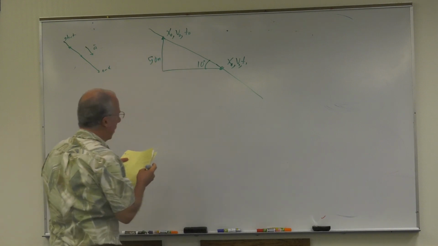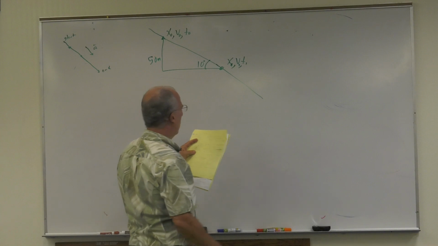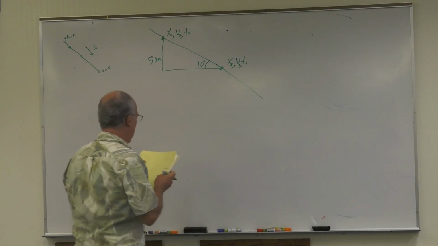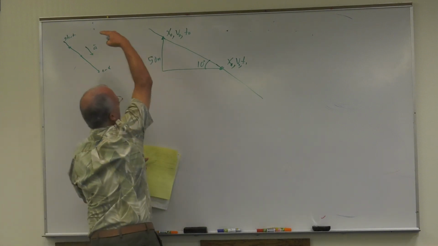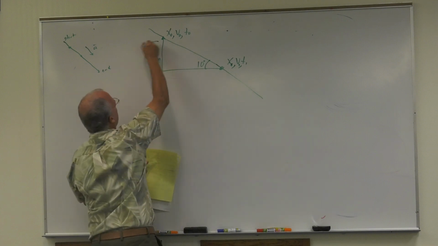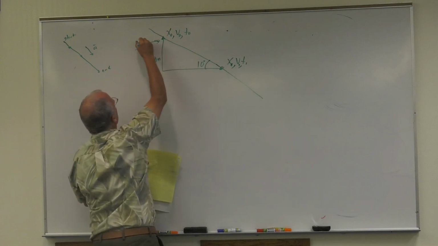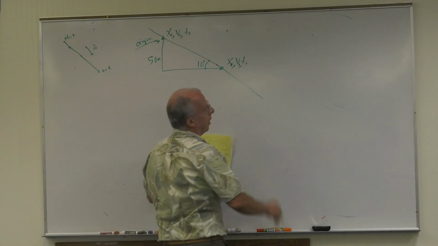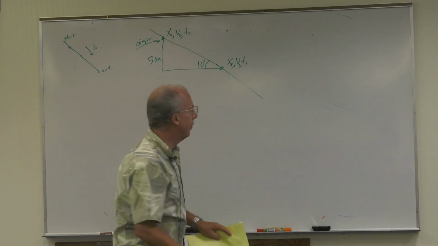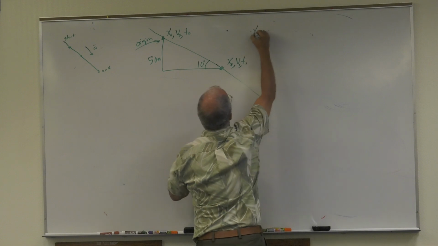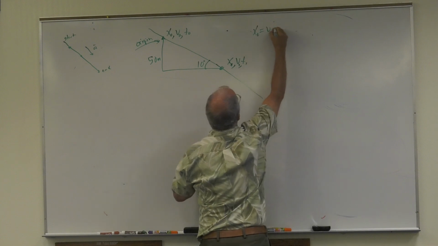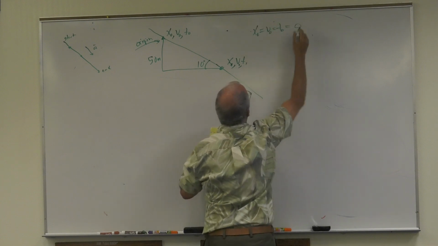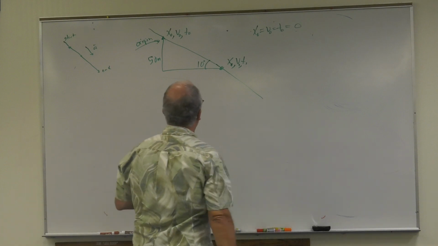Remember, we're thinking of just a 1-dimensional problem, so we're going to call that the origin. Usually you start at rest, right? So x0 equals v0 equals t0 equals 0. Awesome. Now what's x1?